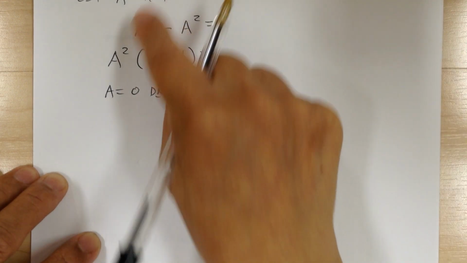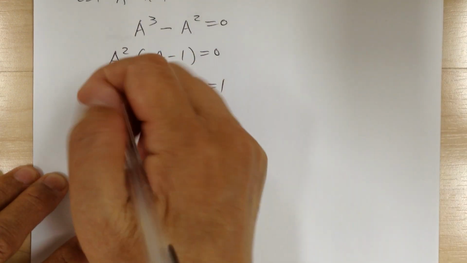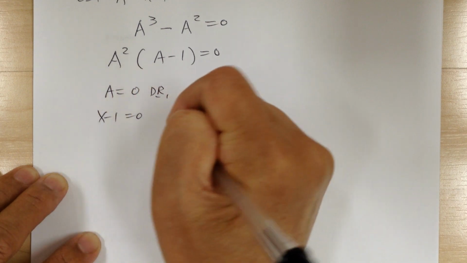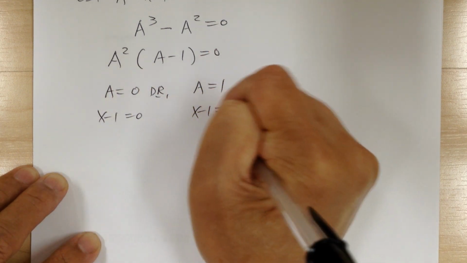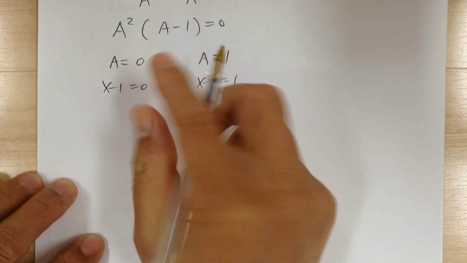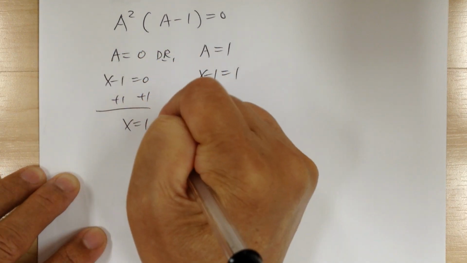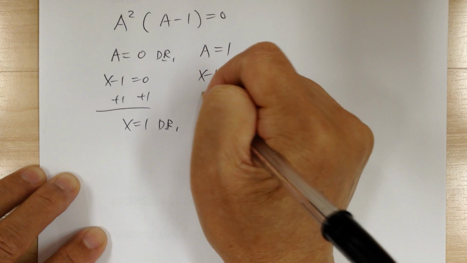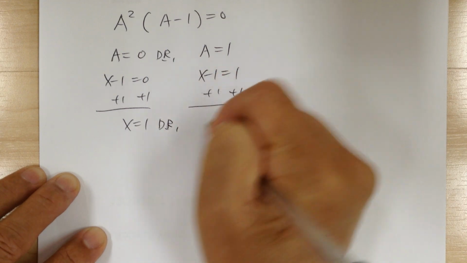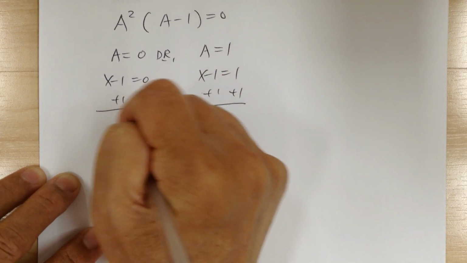Then after that, you substitute this back in, where a equals x minus 1. So x minus 1 equal to 0, and x minus 1 equal to 1. Again, remember, this is a double root. So plus 1 on each side: x equal to 1, and this is a double root. And for this one, you plus 1 on each side, so x equal to 2.